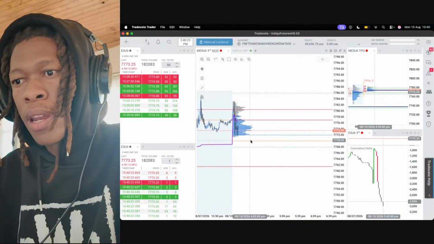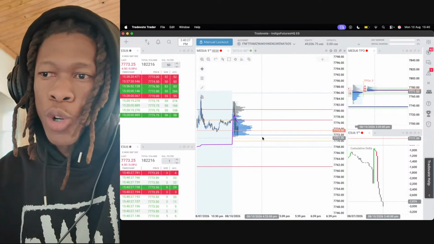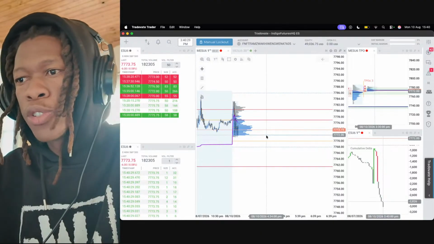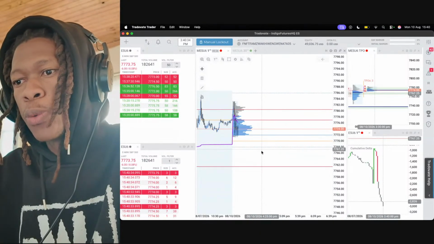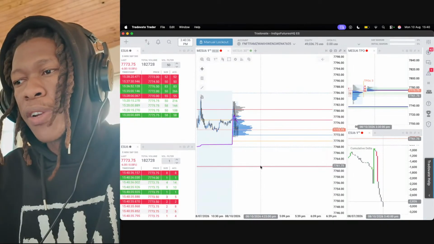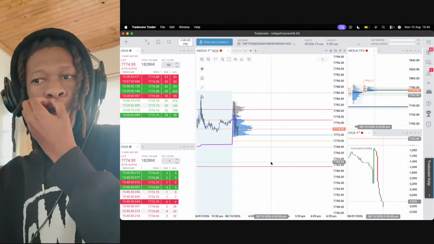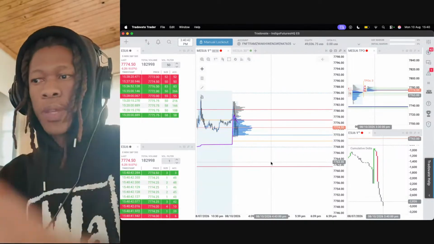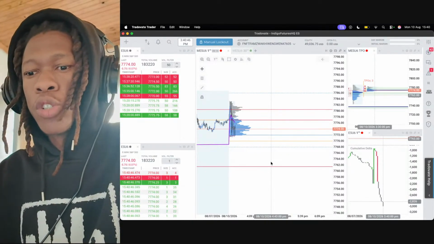All dependent on how we hold around the previous week point of control, overnight point of control, which is where we're at right now. We break through the overnight value area low, and then previous day value area low, right? So the lower parts of value are what's going to determine how we react today.